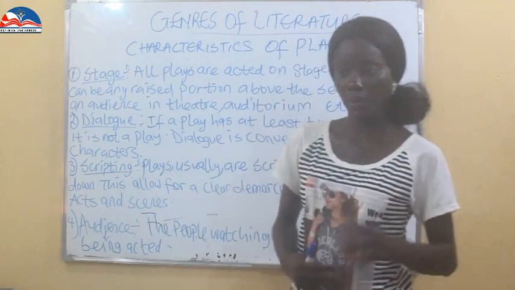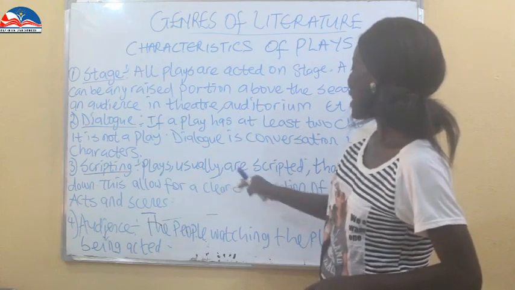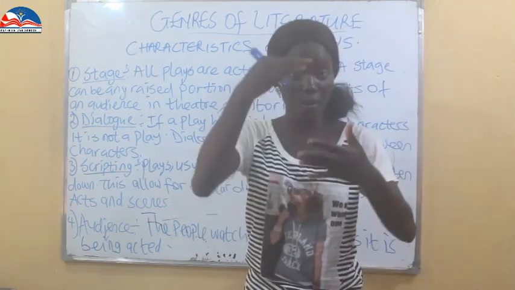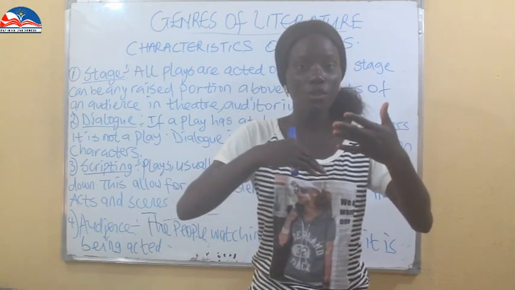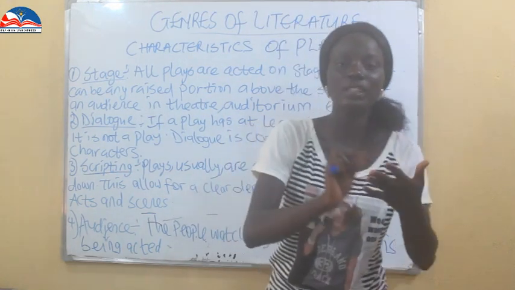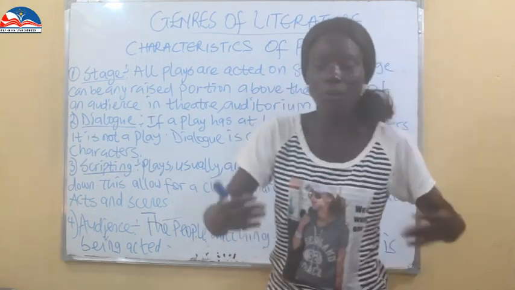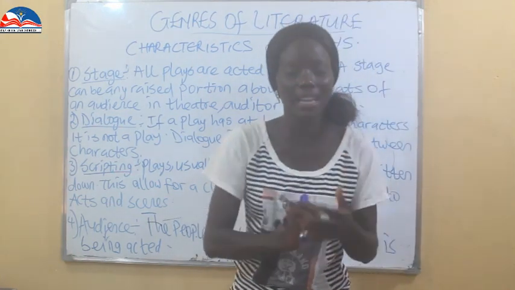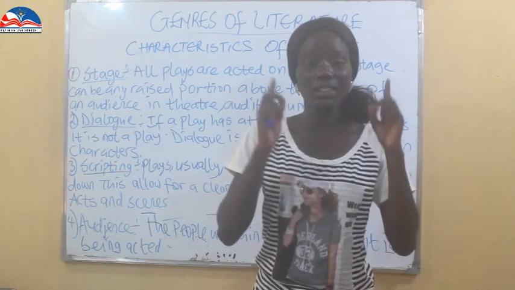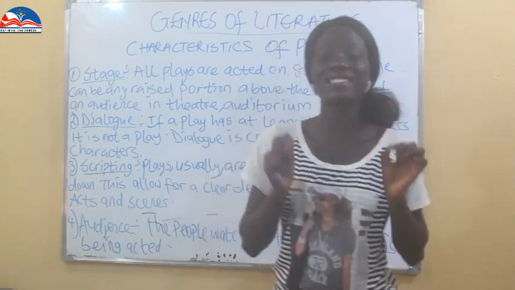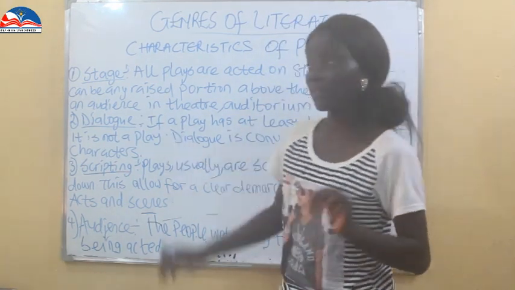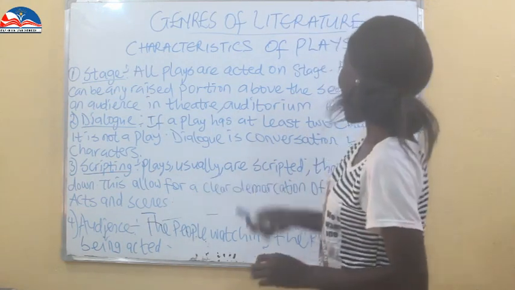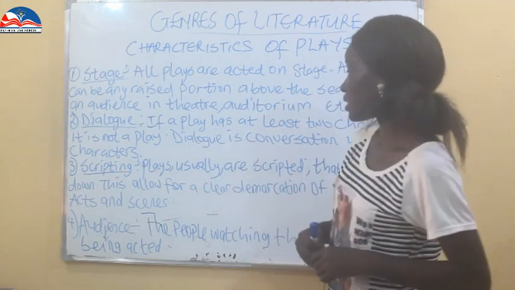Scripting, number 3. Plays usually are scripted. You see them with a booklet with their written performance, what they want to say, the way to act, what to say. It is always scripted. So in a play we have what we call scripts. So number 3 characteristic of a play is scripting. Plays usually are scripted, that is, written down.